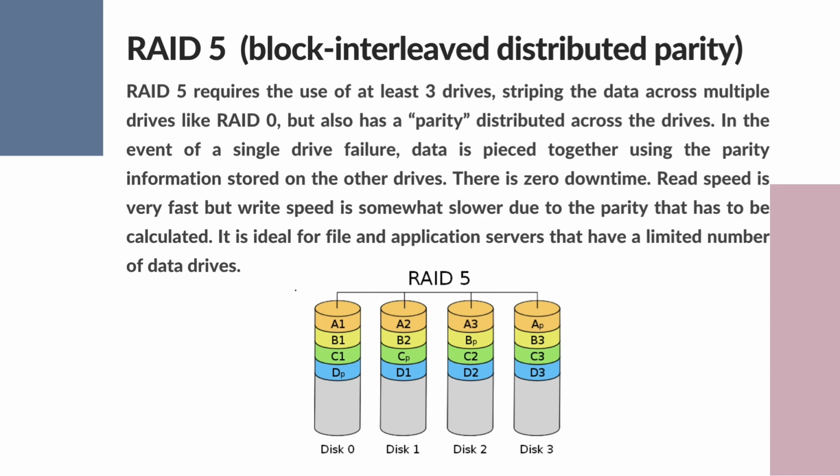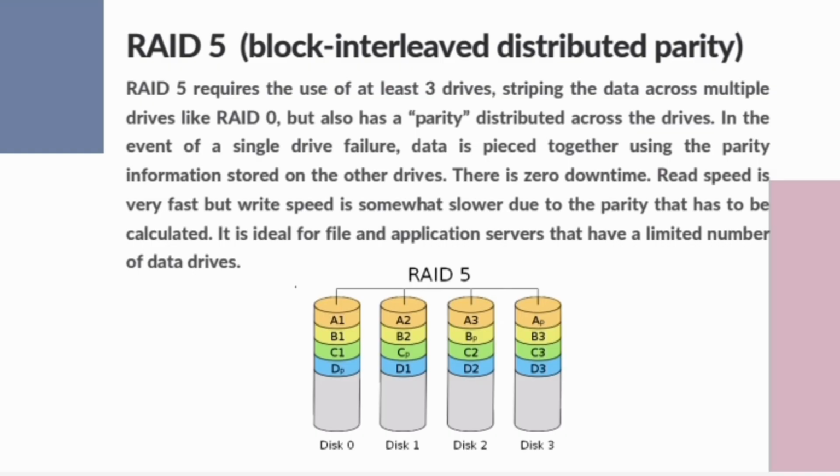RAID 5 consists of block level striping with distributed parity. Unlike in RAID 4, parity information is distributed among the drives. It requires all drives but one to be present to operate. Upon failure of a single drive, subsequent reads can be calculated from the distributed parity such that no data is lost. RAID 5 requires at least 3 disks.